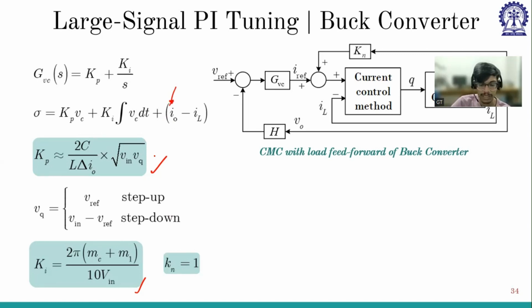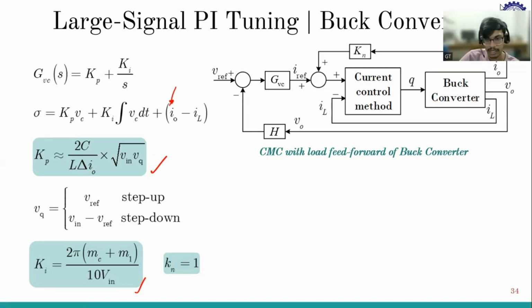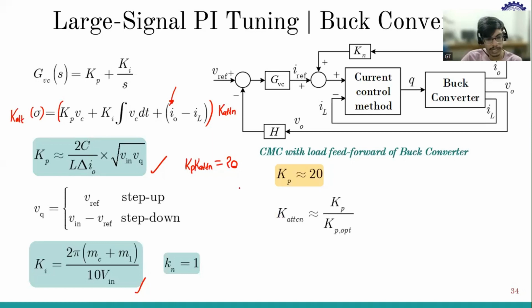What happens in the practical scenario is these gains will be very high. Kp will be very high, and that much high gain we cannot use. So what we do is multiply with some factor called K attenuation on both sides. Now this Kp into K attenuation, you assume it to be some value. Say I want Kp to be 20. So Kp into K attenuation is 20. So K attenuation is what?